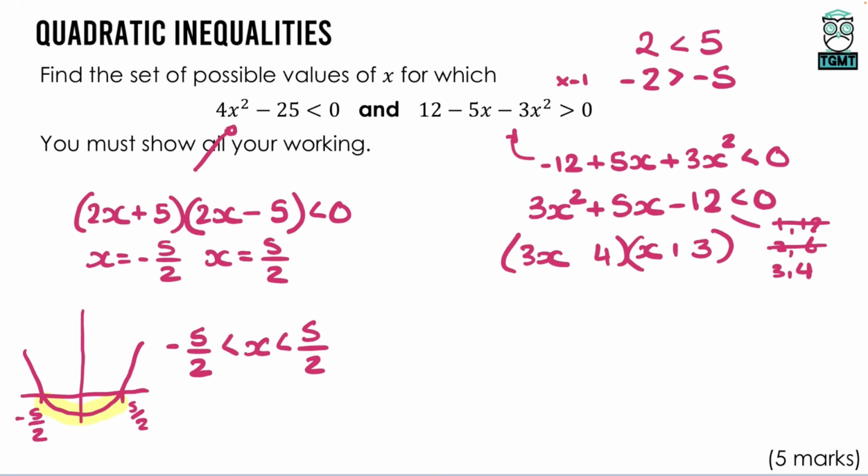We want the 3 over here, which would turn into 9, and the 4 over here. So we want positive 9, so positive 3, take away 4, and that would give us plus 5 in the middle. That gives us two solutions. X is equal to 4/3, and x is equal to negative 3.